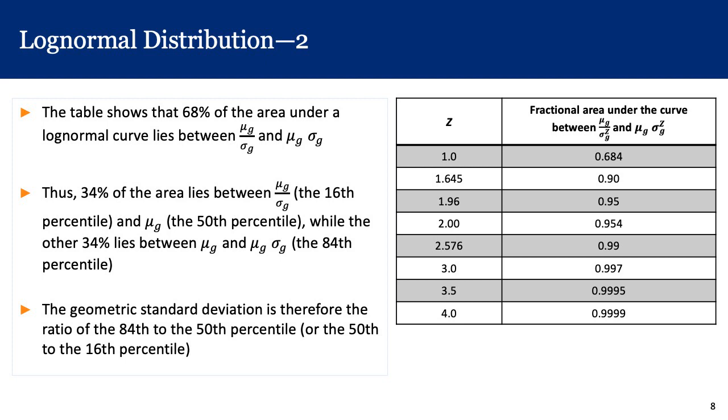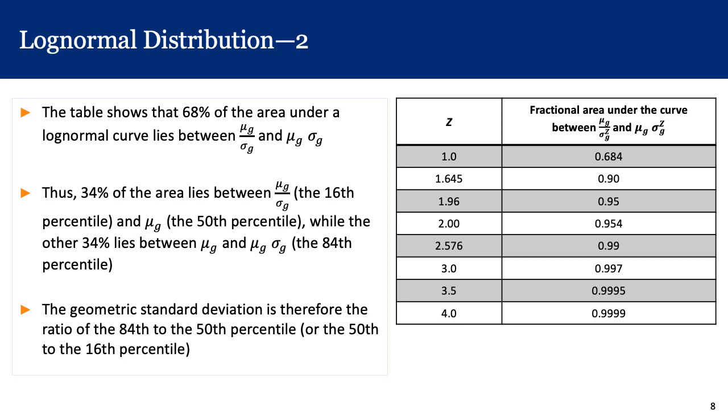So another important result of this is that the geometric standard deviation can be simply thought of as the ratio of the 84th percentile to the 50th percentile. In the case of a normal distribution, we would say that the standard deviation is the difference between the 84th and the 50th percentile, but here we are talking about the ratio of the 84th to the 50th percentile.